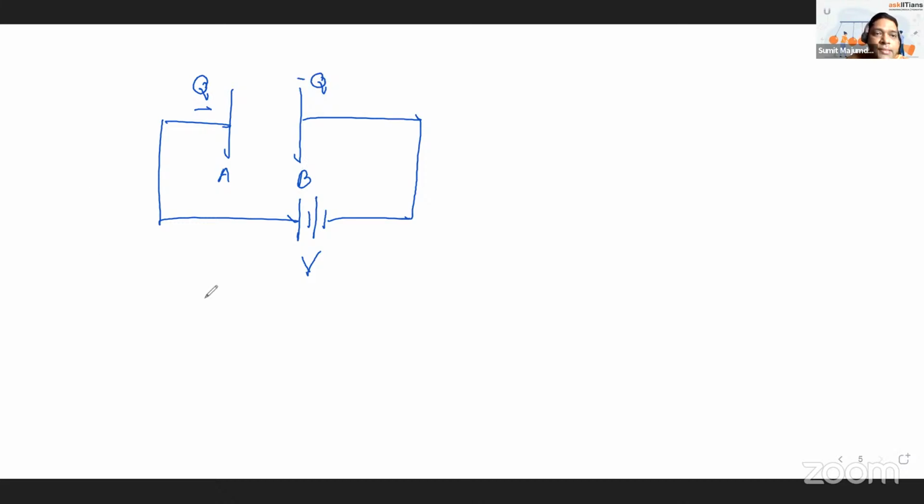Because of this, there is going to be an electric field that will be set up, correct? So if there is an electric field set up, how do we define the electric field? Further, if I say that the distance between these two plates is equal to D, the potential difference is being applied across these two ends, right? I hope it makes sense.